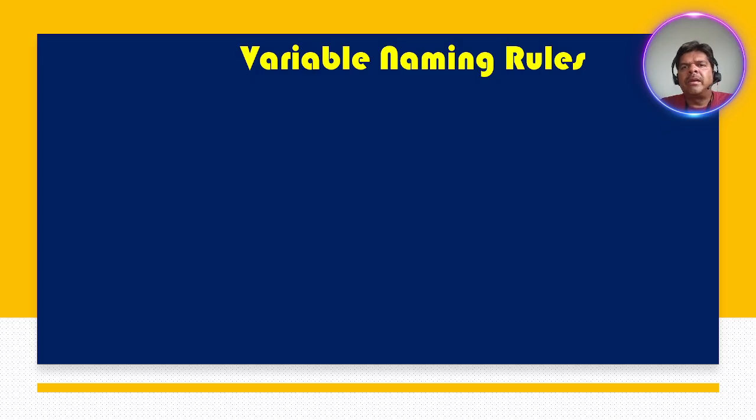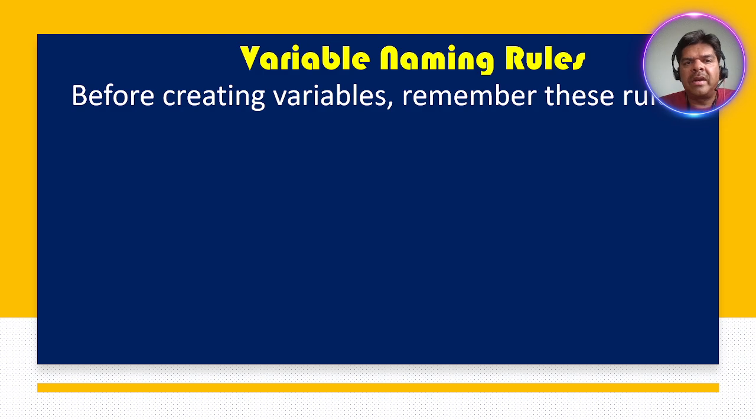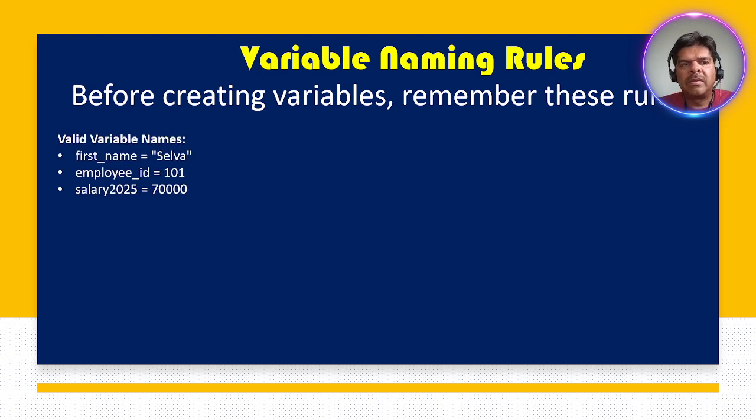Okay. Variable naming rules. If you are going to use a variable, first you have to create it. If you are going to create a variable, what naming rules do we have to follow? Naming convention is important. Before creating variables, remember these rules. Valid variable names: first_name. Here there are two words. If you want to use two words as a single variable name, you can declare the variable using the underscore symbol.